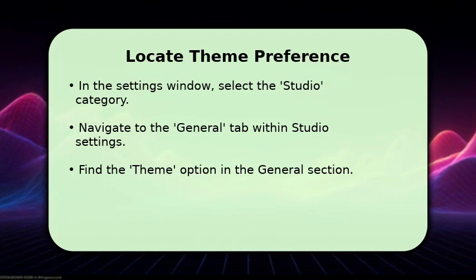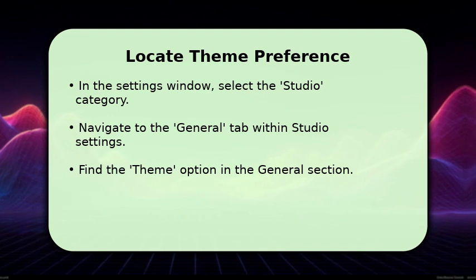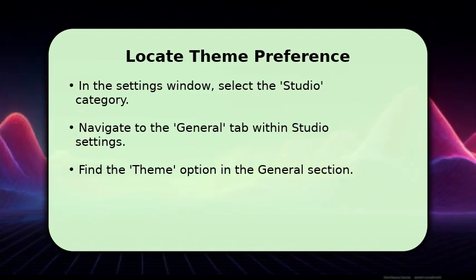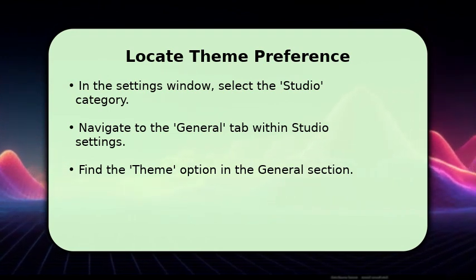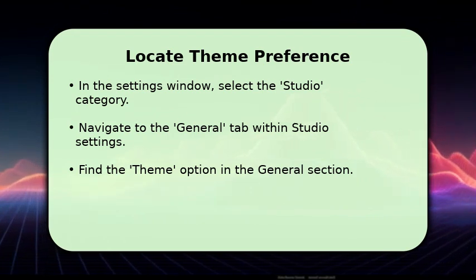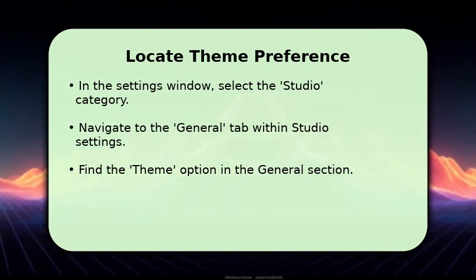Now that the Studio Settings window is open, you'll see several categories listed on the left side. Click on the Studio category. Within the Studio settings, you'll find various tabs. Make sure you're on the General tab. Scroll down a little and you will easily spot the theme option. It's typically set to default or light when you first open it, but we're about to change that.